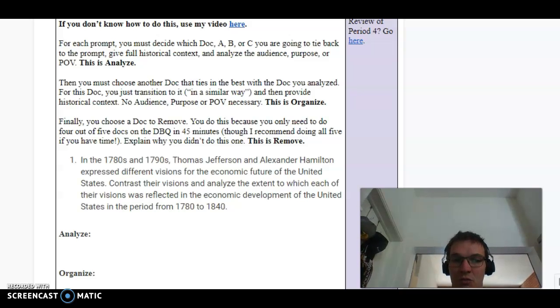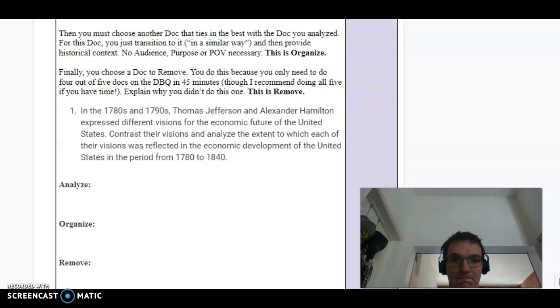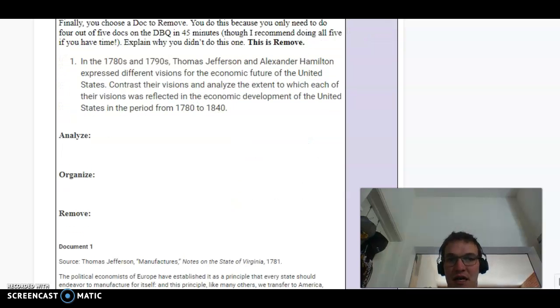So let me show you one more example of how to do this. Okay? I'm going to look at this prompt. Okay, so I'm looking for stuff about the debate between Hamilton and Jefferson. We looked at this in Module 13. All right? What are their visions and how are their visions reflected in the development of the United States? So basically you're saying which one won and which one lost between 1780 and 1840. This is an older DBQ prompt. It would be harder to fit it into causation, comparison, or continuity and change. But if I was going to choose one, it's probably comparison.